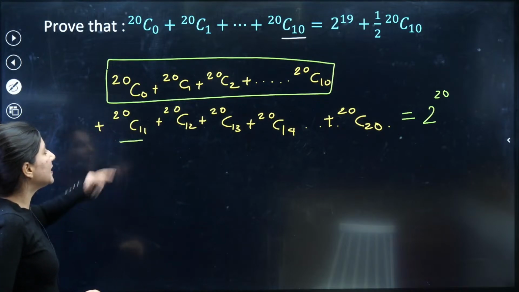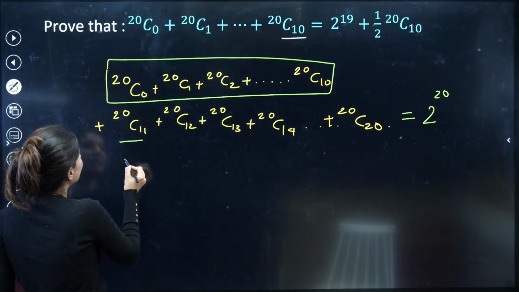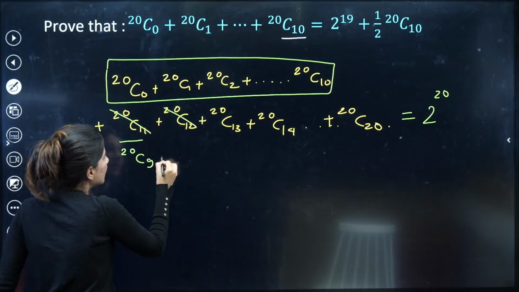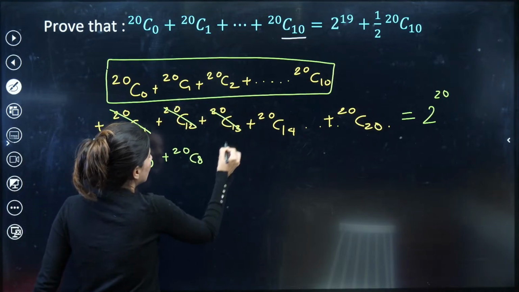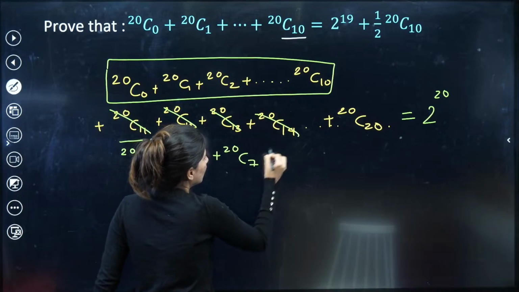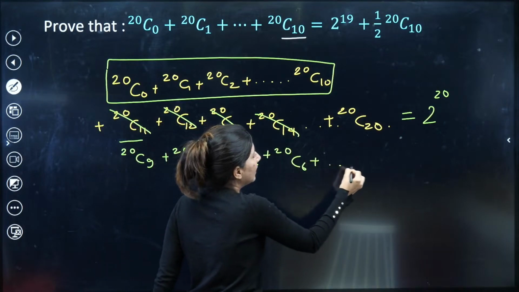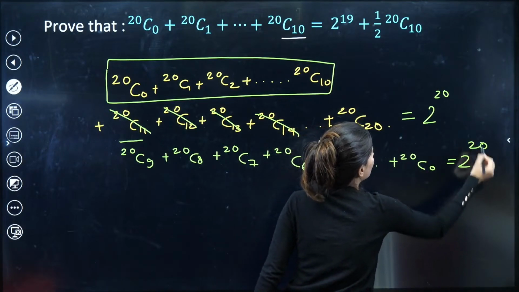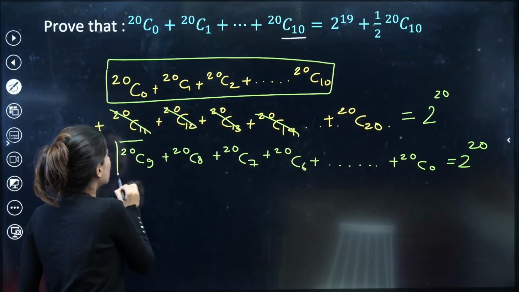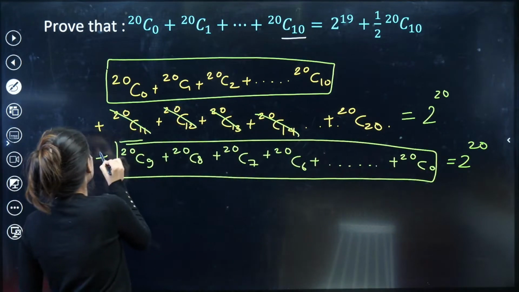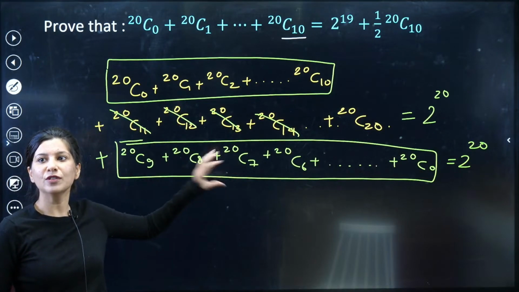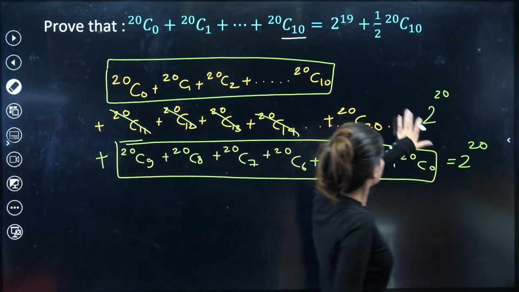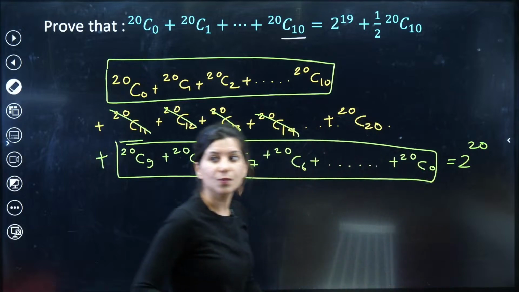What should you change? 20C11 should get changed. So 20C11 will become 20C9. So this can be written as 20C9 and this is 20C8, 20C7, 20C6 and all the way up to, can you see, 20C0. This is going to be 2 raised to power 20, right? The sum of both the green portions is nothing but 2 raised to power 20. Okay. All right. Yes. Sum of green portions is 2 raised to power 20. Clear?